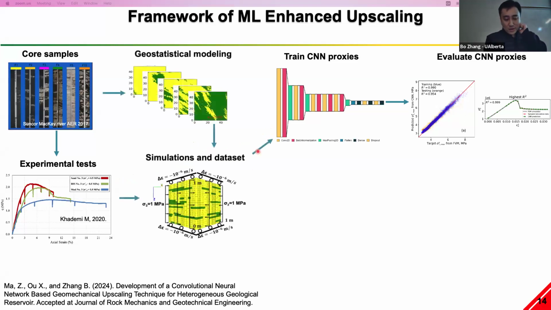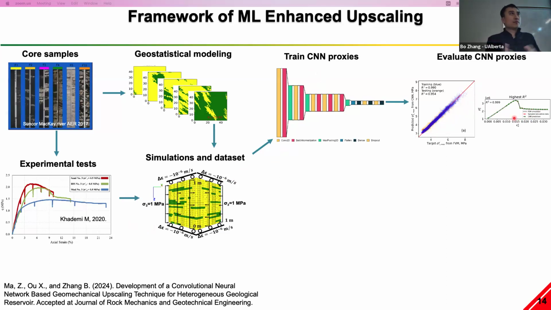So that's why we want to generate a lot of realizations based on the core images and also the reservoir. And then we can calibrate with the experimental tests. Then based on the calibrated model, we can run a lot of numerical simulations, which is much faster compared to doing the experiments. Then we can feed that as a data set for the CNN proxies. Then we can generate the CNN proxies that can be used for estimating both the shear strength and the stress-strain response. And then a problem comes.